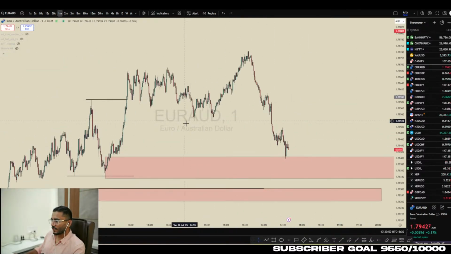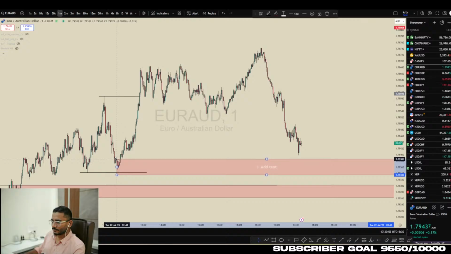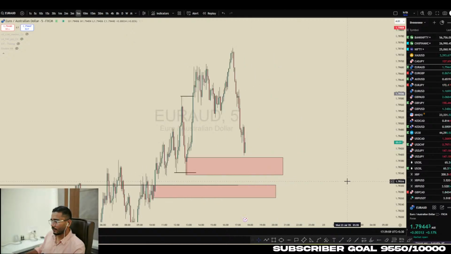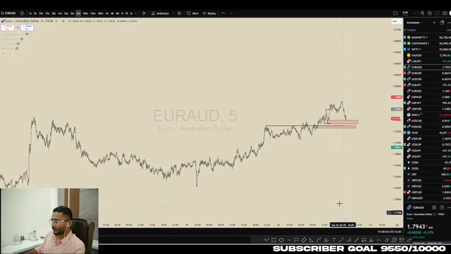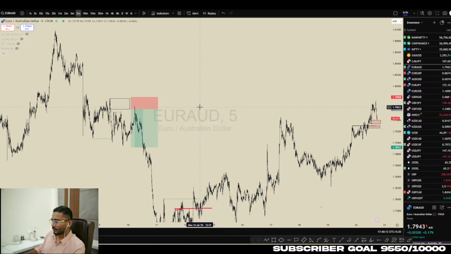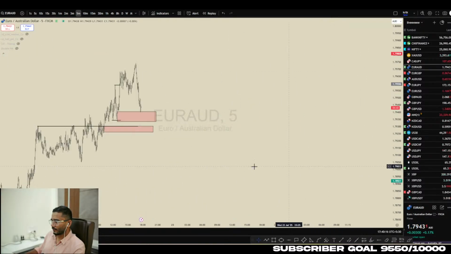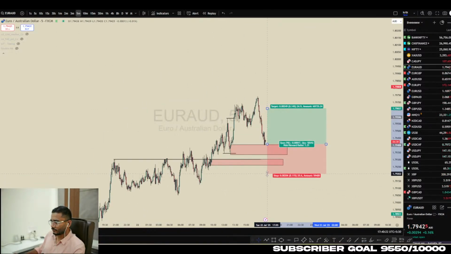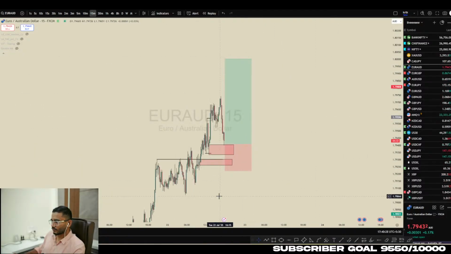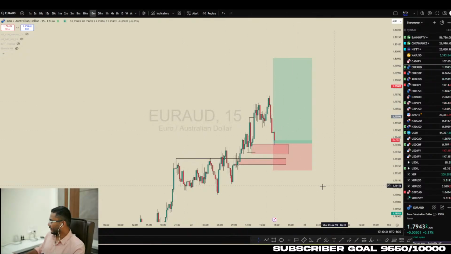Okay, we have this new setup forming on Euro AUD. This is the setup. The price has tapped this panel. Okay. So on Euro AUD also we can look for a buy side setup here.